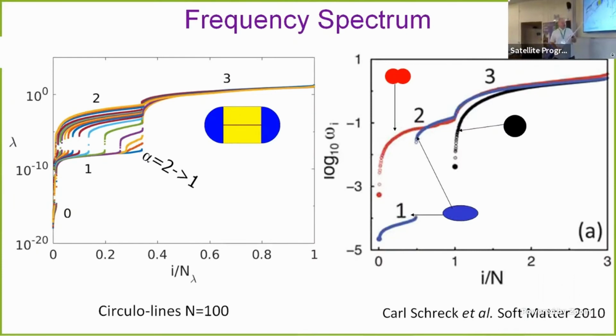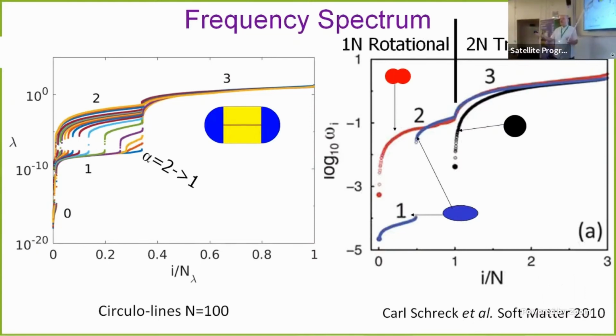Let's start with something that's easy to understand. Let's start with the disks. So the disks only have 2n degrees of freedom. So there can only be 2n ways of vibrating. And those are all what we call translational degrees of freedom. They're all vibrating because that's all they can do. Rotating doesn't do anything. Okay, so that's clear. So everything on this side is translation.